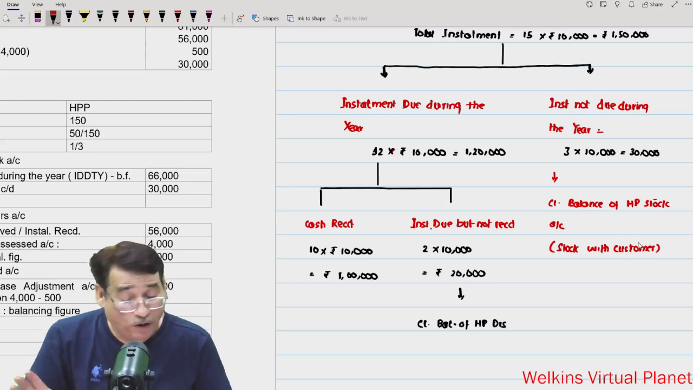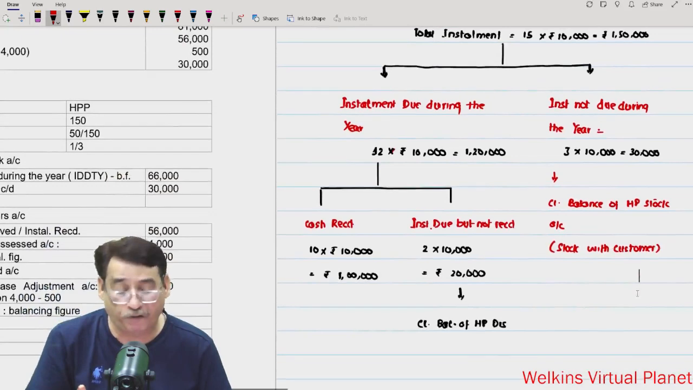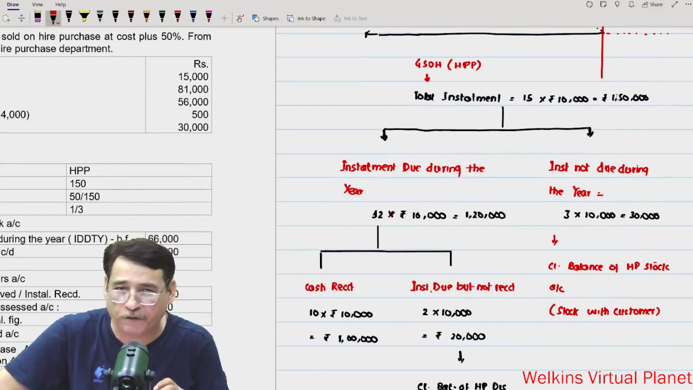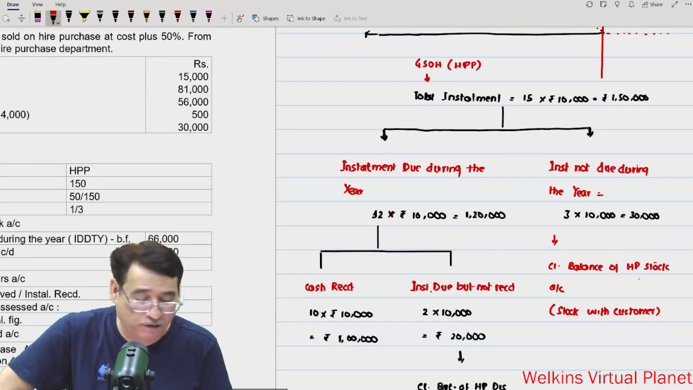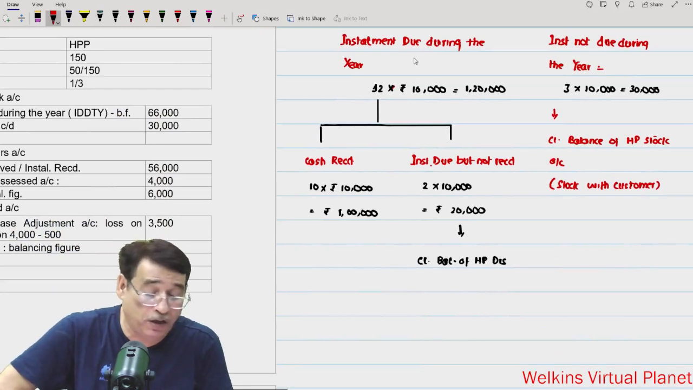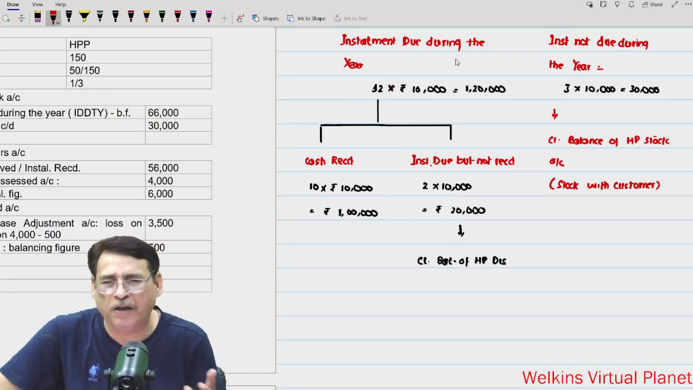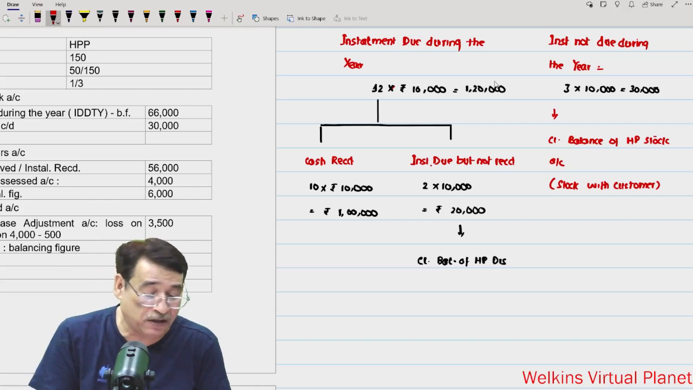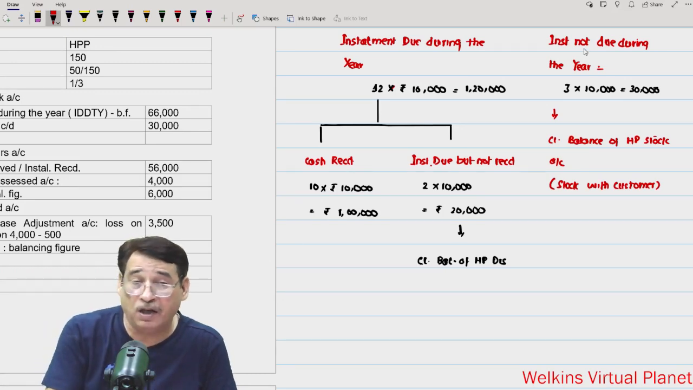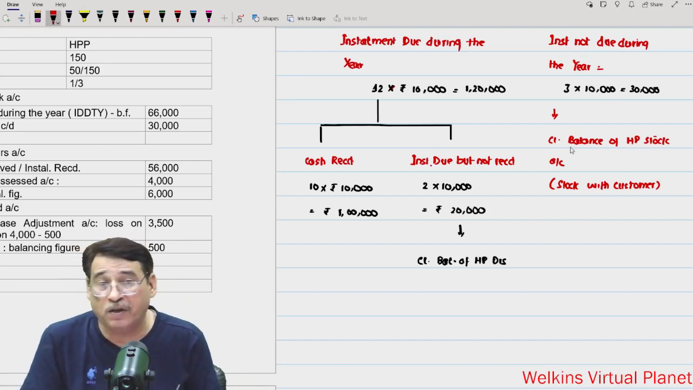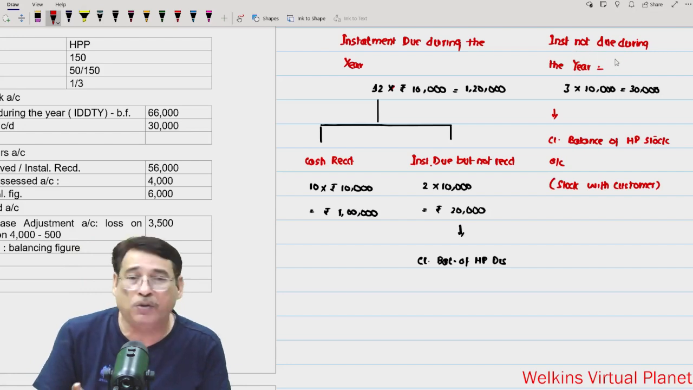Very important, once again I am reminding you, because you need to acquaint yourself with all this terminology. First of all, total installment is nothing but your goods sold on hire at hire purchase price, which in this case is 1,50,000. Total installment will have two important elements: installment due during the year and installment not due during the year. Installment due during the year is simply referred to as hire purchase debtors. That means debtors are supposed to pay 1,20,000 in the current accounting year. Whereas installments which are not due in the current year will be referred to as the closing balance of hire purchase stock account.